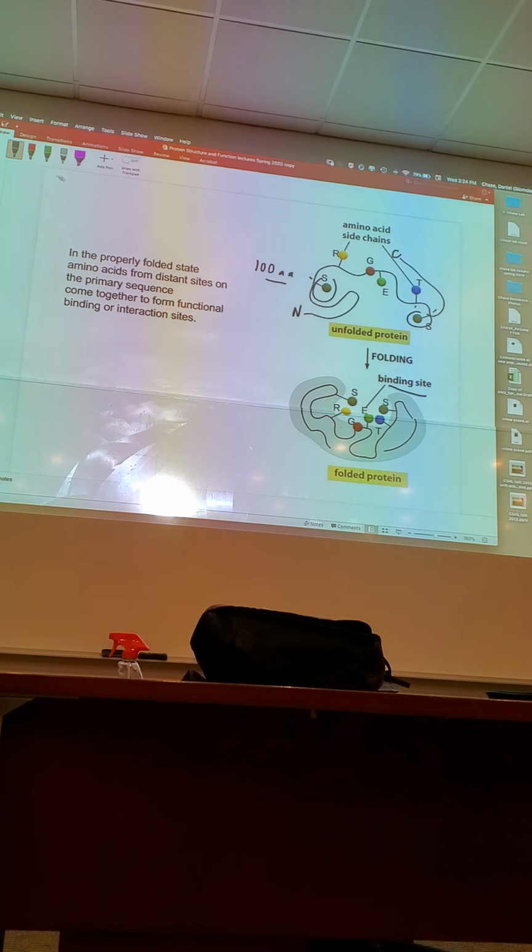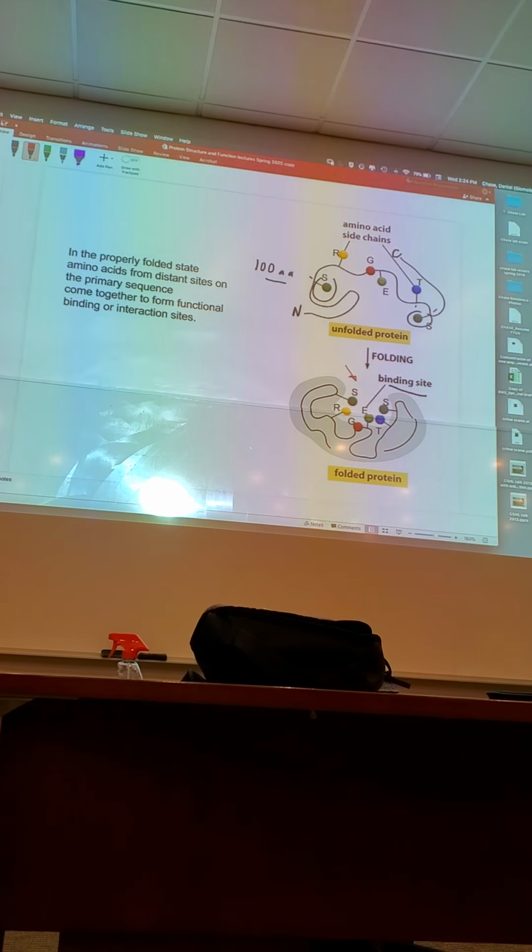So this should come as no surprise to us. We're aware that the folded structure could bring amino termini next to carboxy termini in the final structure. We've looked at examples of that, so that shouldn't surprise us. But now we've got an active site, and so now we're going to think about what happens in this active site and how does it happen.